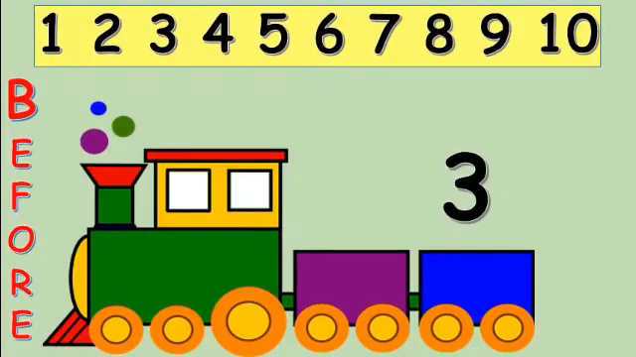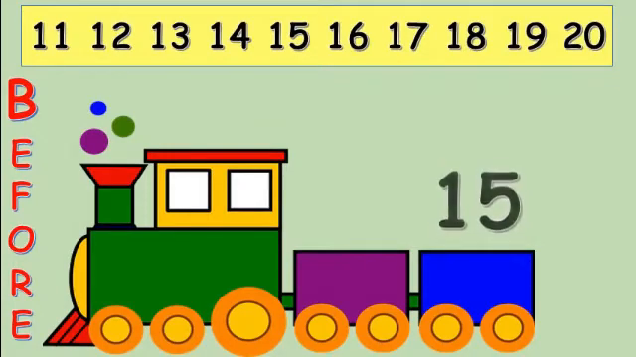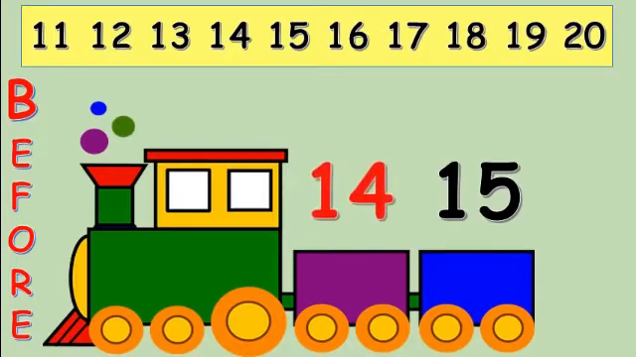Here we have number 3. Can you find the before number? So what number comes before 3? Yes, it's 2 that comes before 3. Here we have number 15. So can you find what number comes before 15? Yes, it's 14 that comes before 15.